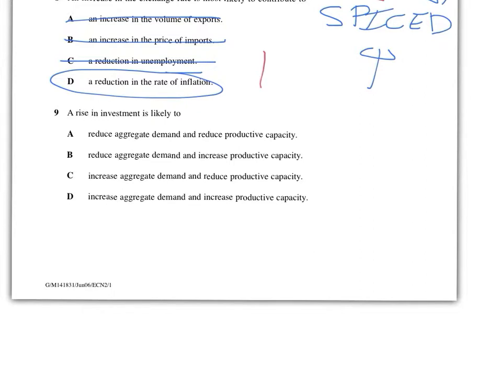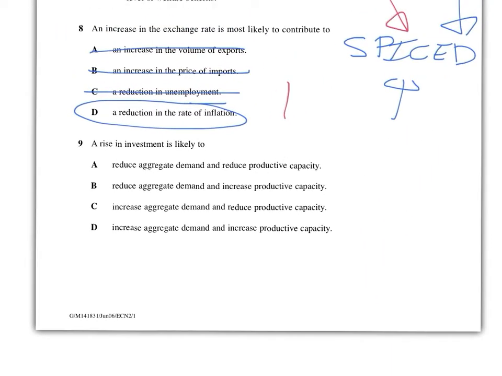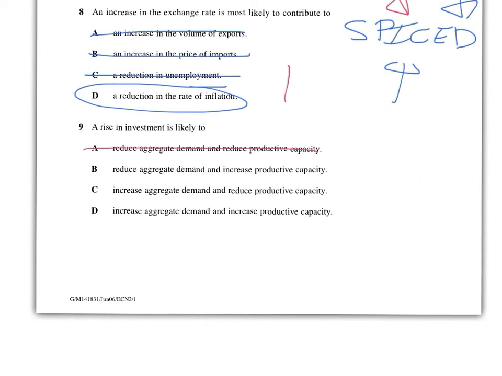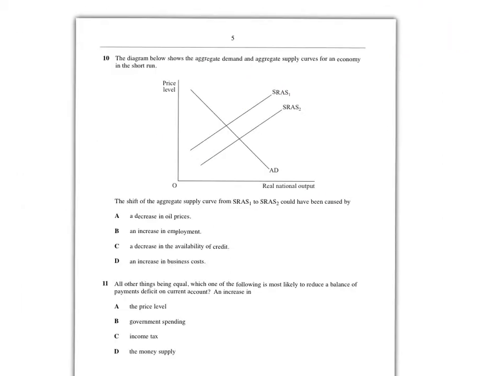Right, a rise in investment is likely to. So, is it going to reduce aggregate demand or increase aggregate demand? You know it's going to increase it. So let's get rid of A and B straight away. So, is it going to increase aggregate demand and reduce the productive capacity? No, in the long run it will increase the productive capacity. So the answer is very easily D. When you see these sort of questions, you know you've got this in the bag. The only thing that can go wrong is getting it the wrong direction.